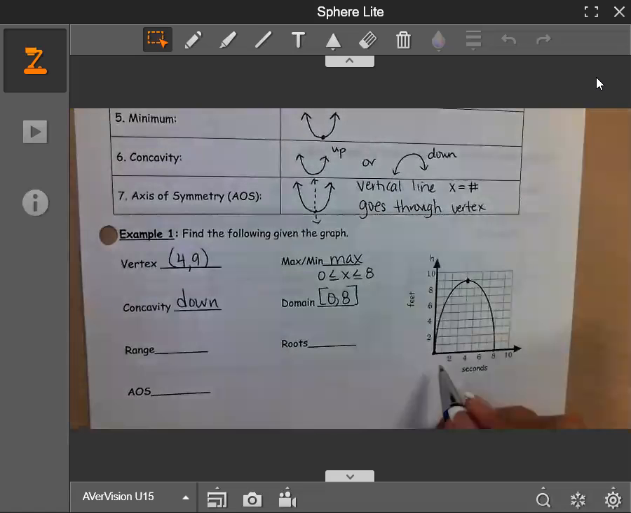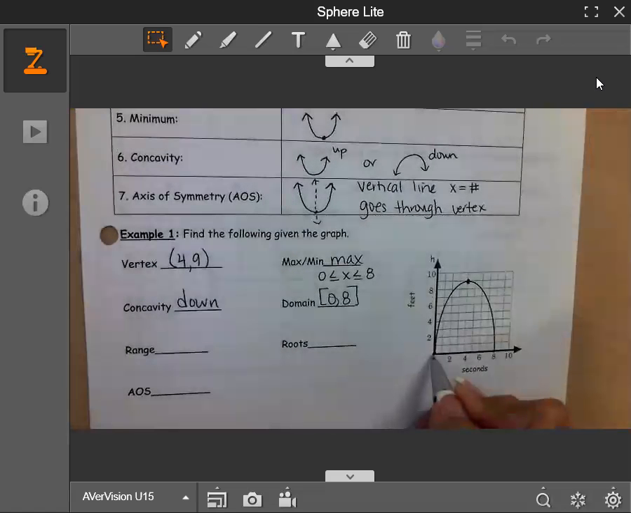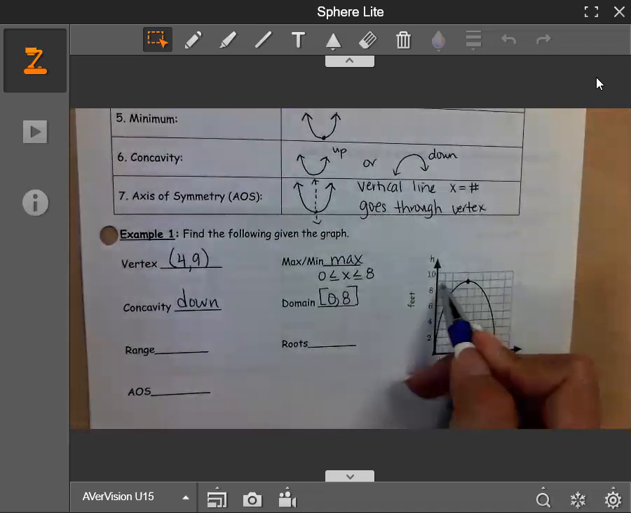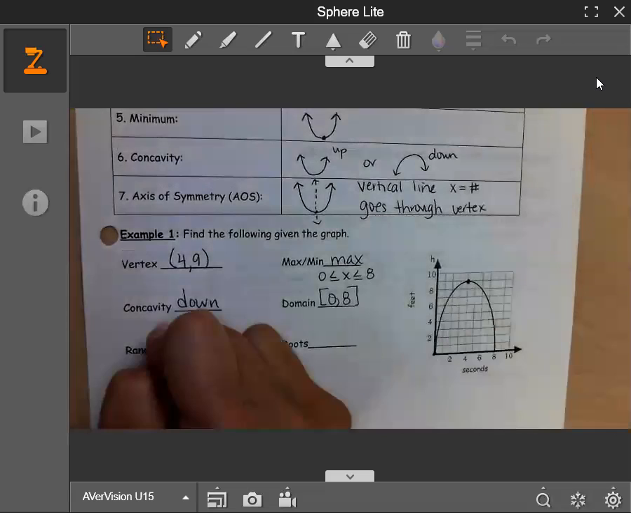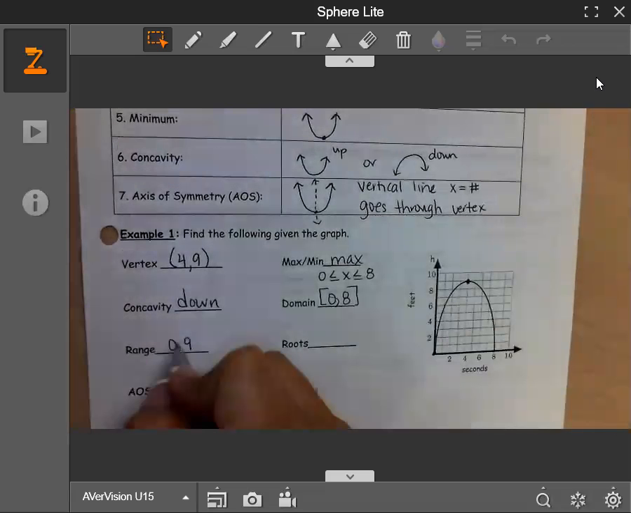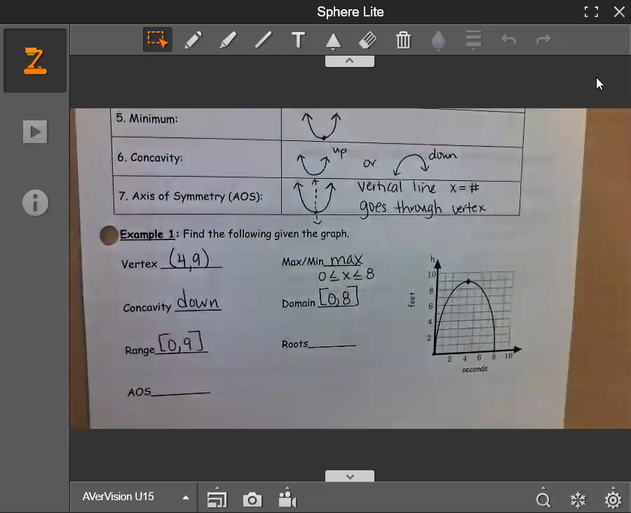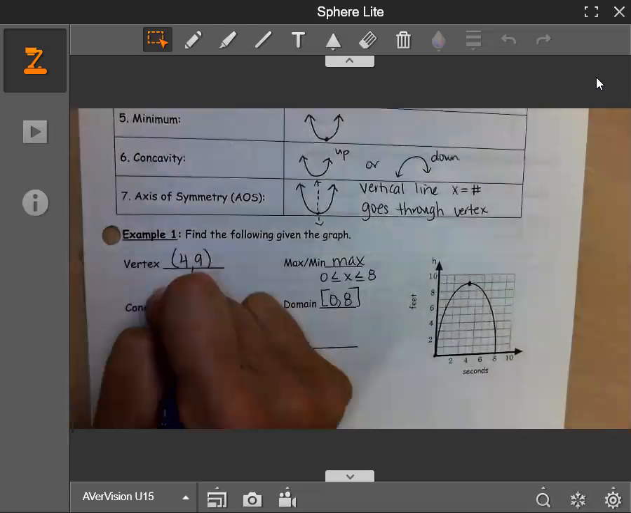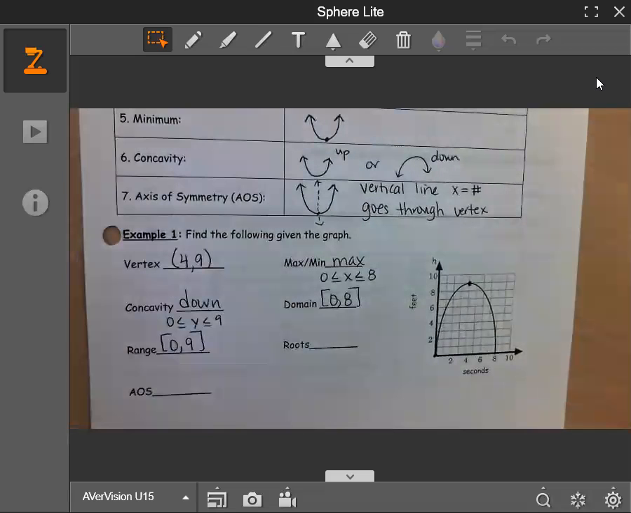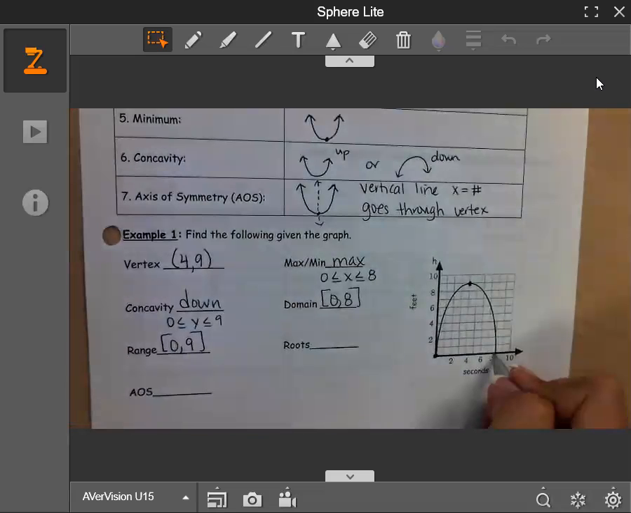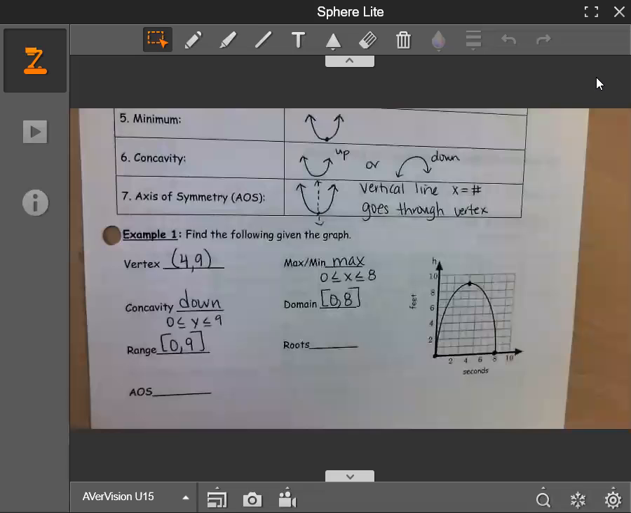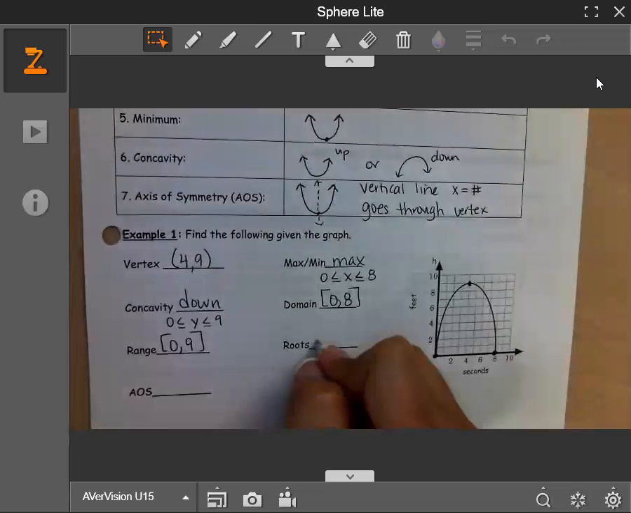For our range, the smallest y value here is 0. Then we have all of these y values until we get to 9. That's the biggest y value, so our range would be [0, 9]. There is a point at 0 and a point at 9, so we've got brackets. And if you wrote that as an inequality, it would look like that. Our roots are the points that it crosses the x-axis, so we've got two of those, one right there at (0, 0), and one at (8, 0).